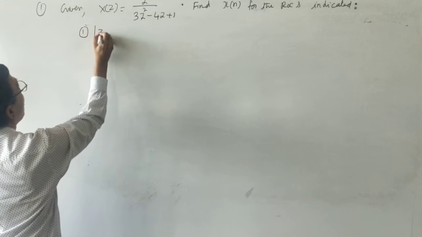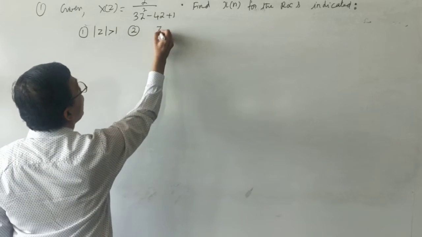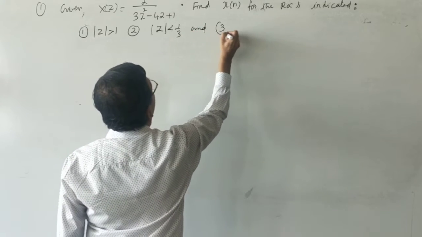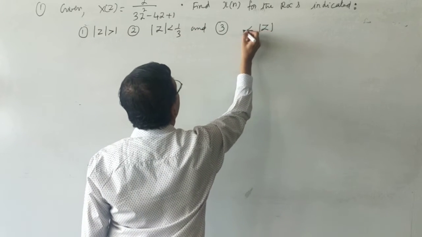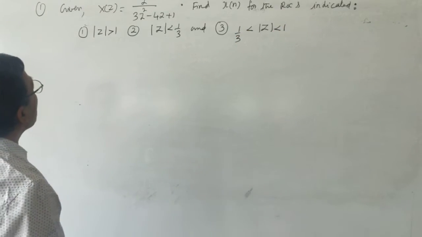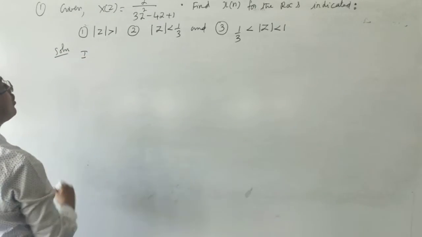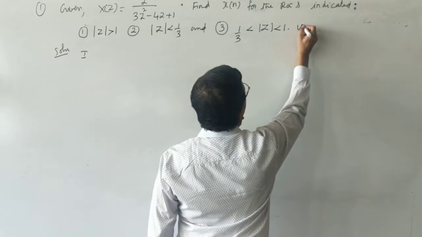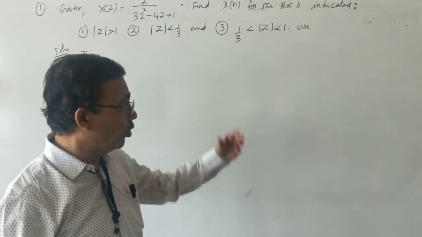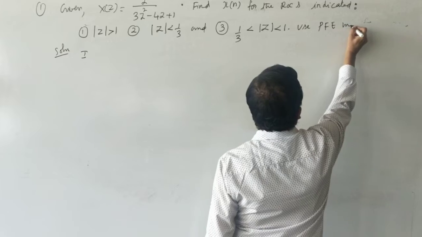First one, mod z greater than 1. Second one, mod z less than 1 by 3. And third one, mod z greater than 1 by 3 and less than 1. So I am going to solve this. Solution. First step is use PFE method. Even in the examination sometimes you will not specify any method, but you have to assume it as PFE method. PFE method means partial fraction expansion method.